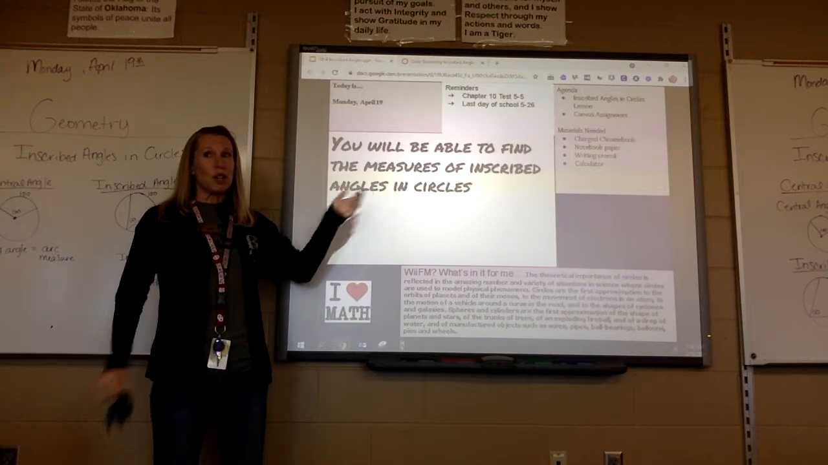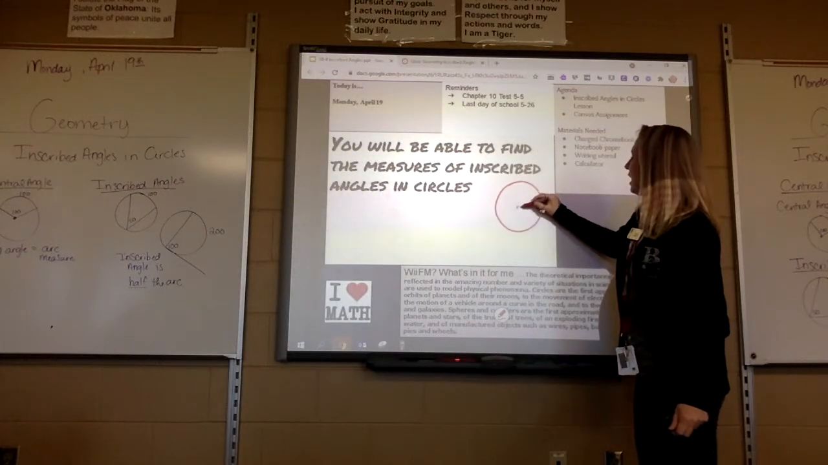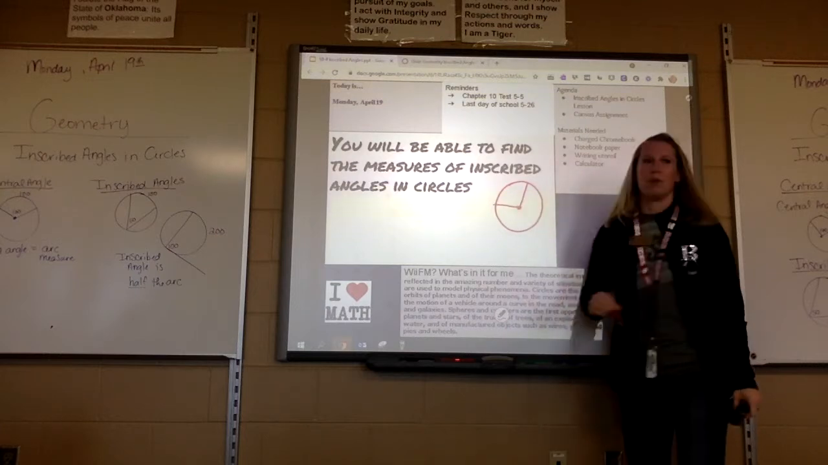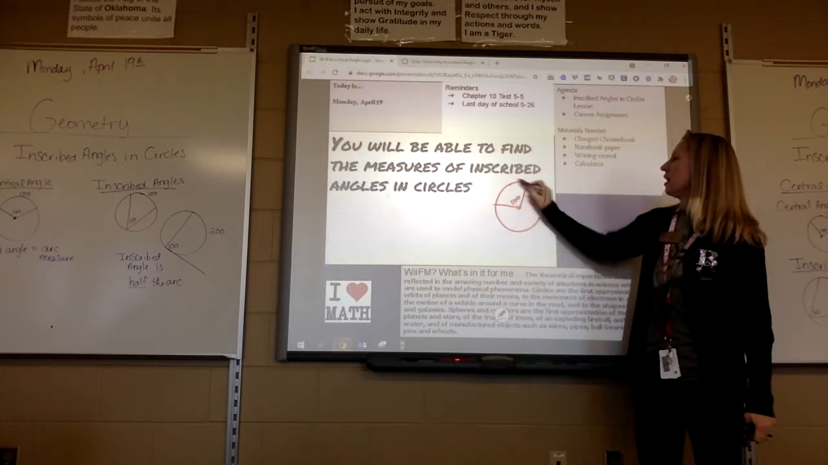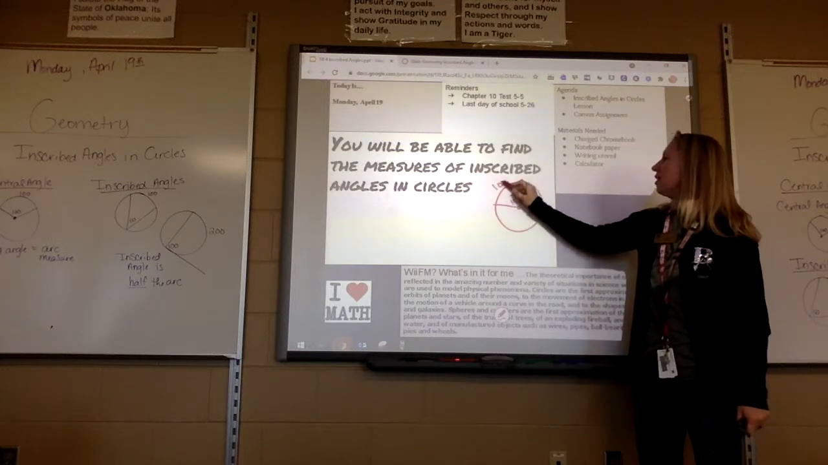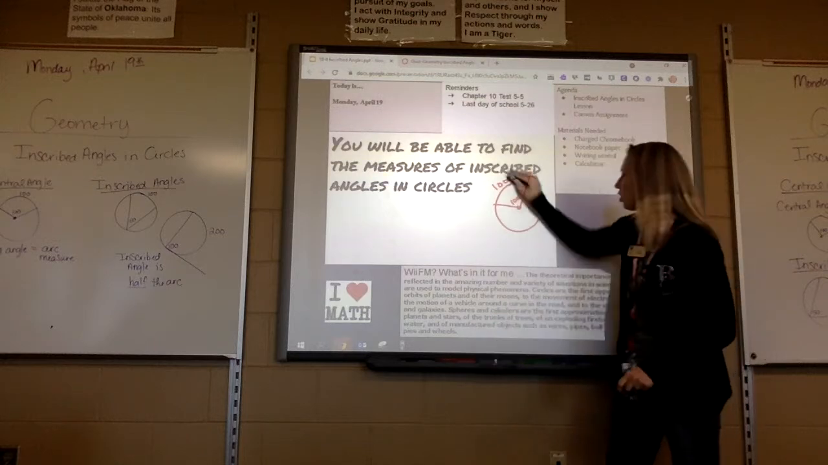We're going to continue with circles. Quick reminder, if you have a central angle, it's always the same as the arc. So like if this was 100 degrees, the arc is also 100 degrees. That's only if the angle goes to the center.